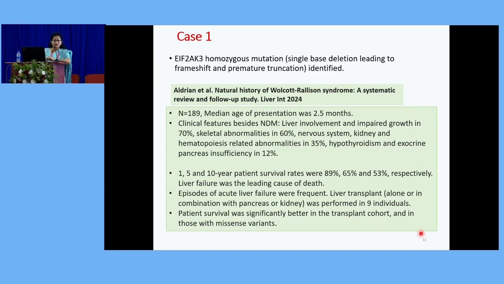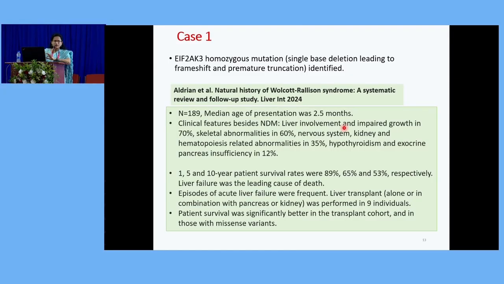So in the first case that I had showed, a baby presenting at 6 weeks with a family history of a previous sibling affected, he turned out to have this EIF2AK3 homozygous mutation. So this is a recent paper from Liver International 2024, where they have looked at 118 patients with this mutation, and they have described that the median age of presentation was around 2.5 months.